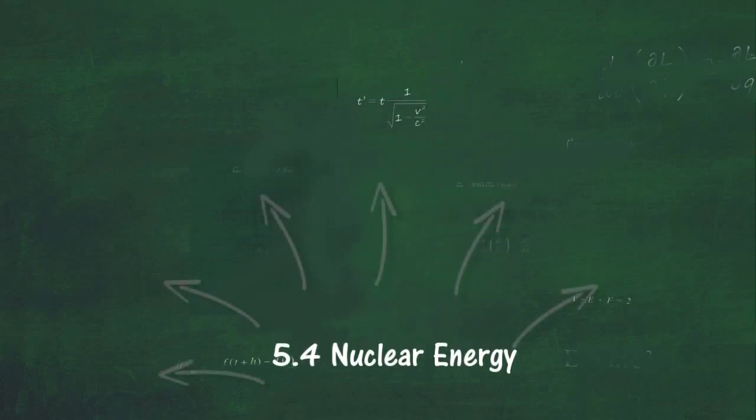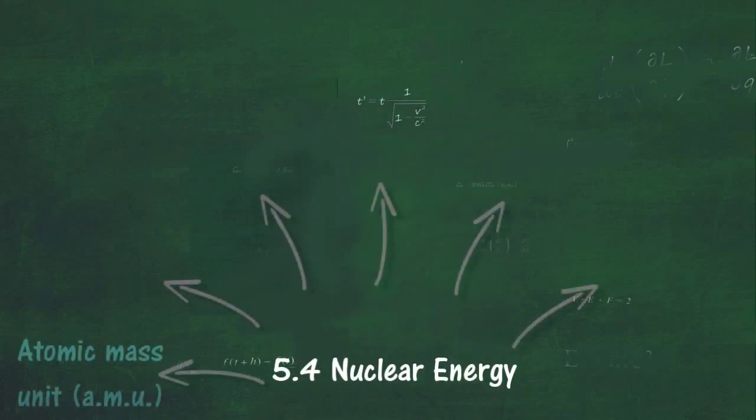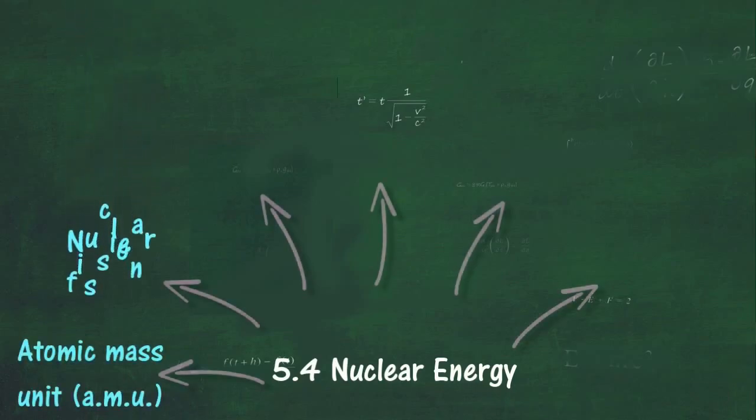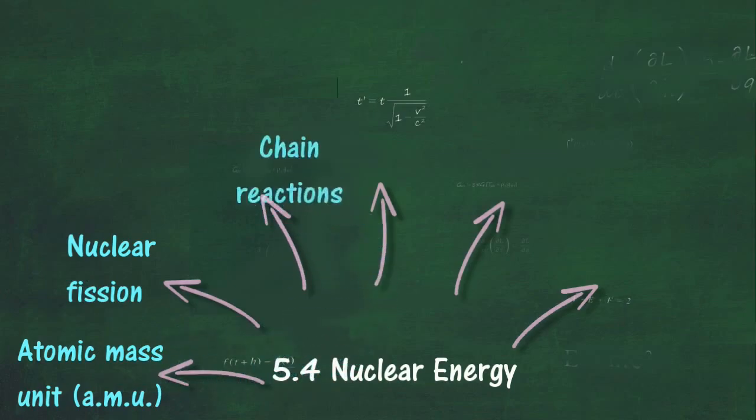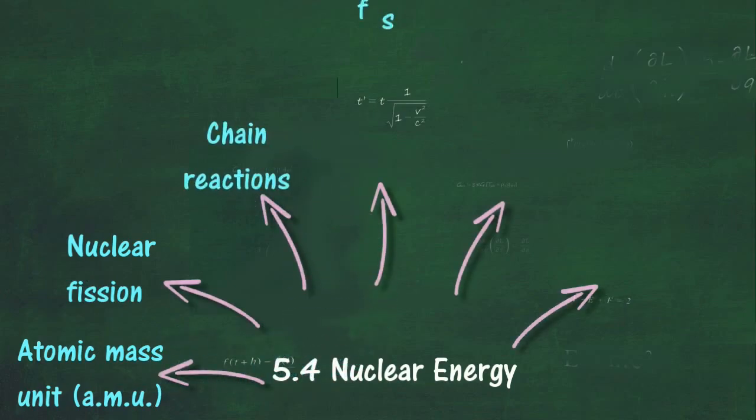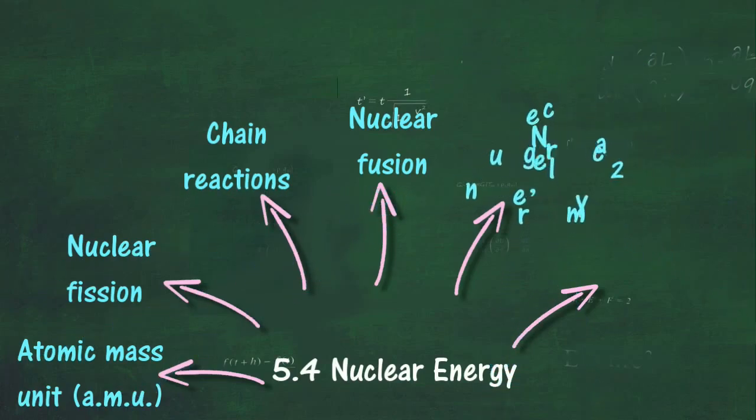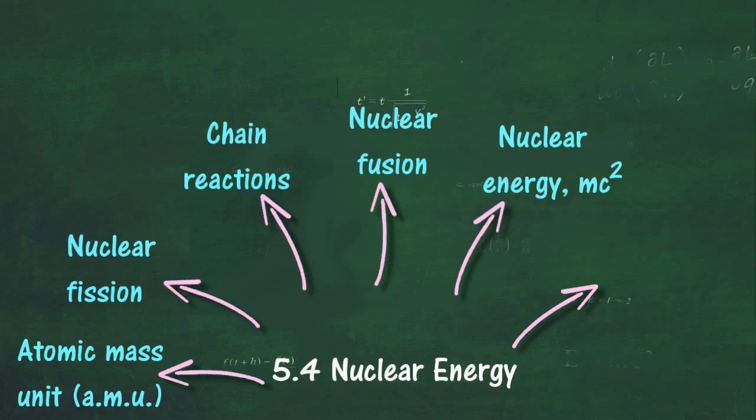At the end of this section, you should be able to define atomic mass unit, AMU, describe nuclear fission, give examples of nuclear fission, describe chain reactions, describe nuclear fusion, give examples of nuclear fusion, relate the release of energy in a nuclear reaction with the change of mass, according to the equation E equals mc squared.